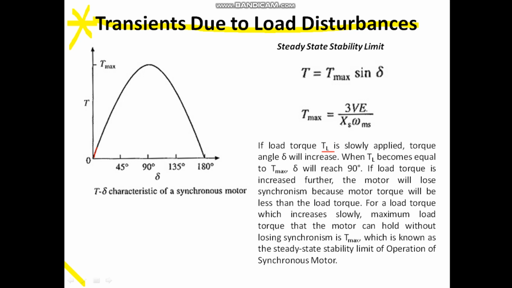When TL becomes equal to T max, when it reaches this point, then my power angle or torque angle will be 90 degrees. That is what is written here. If the load torque is increased further, to a higher value, motor torque will be less than the load torque. So for a load torque which increases slowly, the maximum load torque that the motor can hold without losing synchronism is T max. So T max is important.